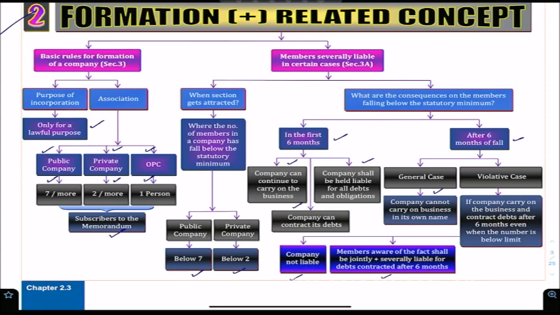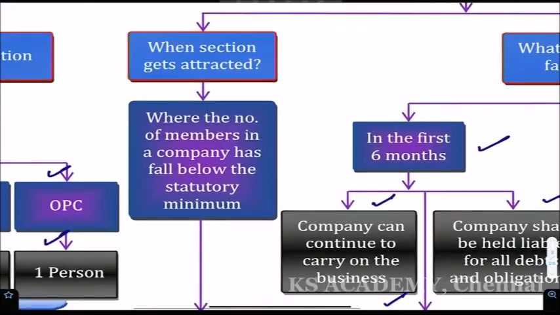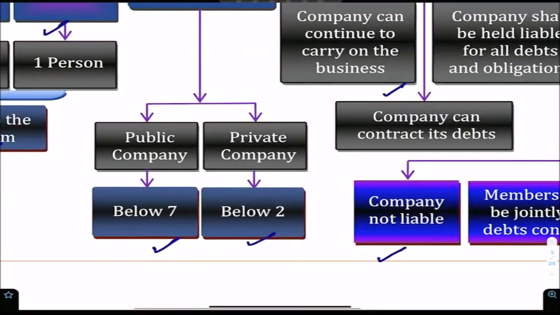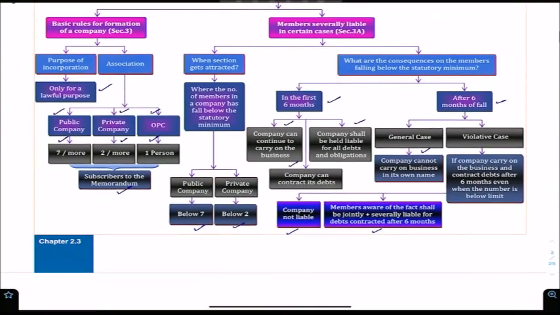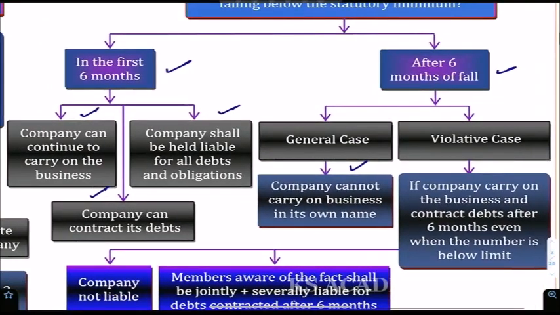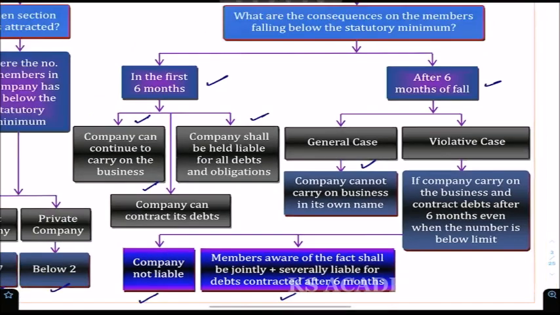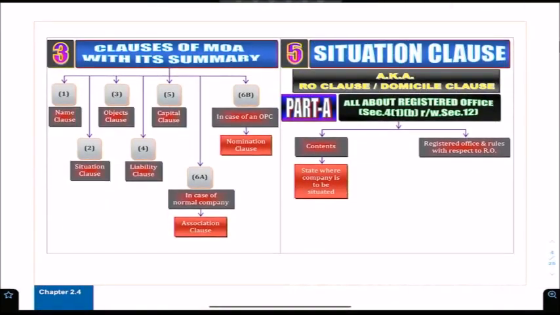Clear, everyone? So, if I write like this now, when section gets attracted, public 7, private 2, next number has fallen, again, first 6 months, next 6 months, you can easily understand this and write in the exam. So, that's the only intention, everyone. Shall we continue to the next one? Yes, sir. Over. Next, we are going into the concept called clauses of memorandum.